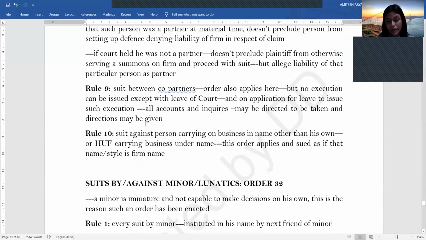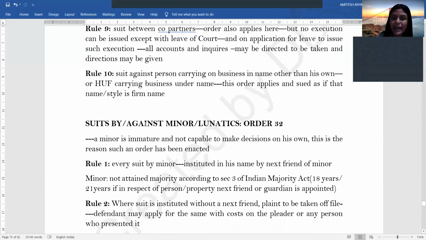Now we move on to another important order, that is suits by or against minors or lunatics. This is dealt with under Order 32. In general, you have to understand that minority, unsoundness, etc. are all legal disabilities, and the law recognizes that such persons are unable to make decisions on their own. This is why we find a separate order for them in the CPC. We will first deal with all the rules dealing with the minor. There's only one rule which relates to the unsound person, which says that all rules of the minor are also applicable in the case of an unsound person.